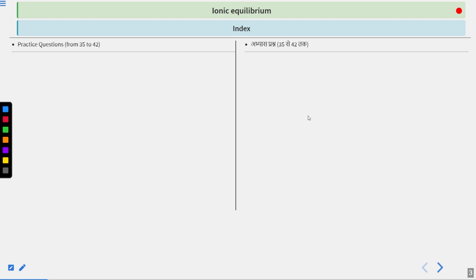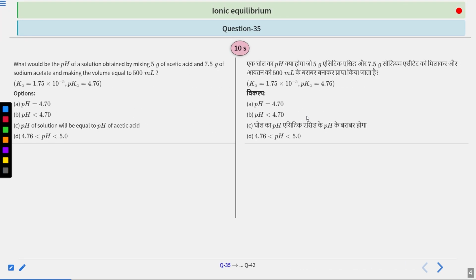In this session, we will be practicing questions from 35 to 42. The question asks: what would be the pH of a solution obtained by mixing 5 gram of acetic acid and 7.5 gram of sodium acetate and making the volume equal to 500 milliliter? The Ka of the acid is given as 1.575 into 10 to the power minus 5 and pKa is 4.76.